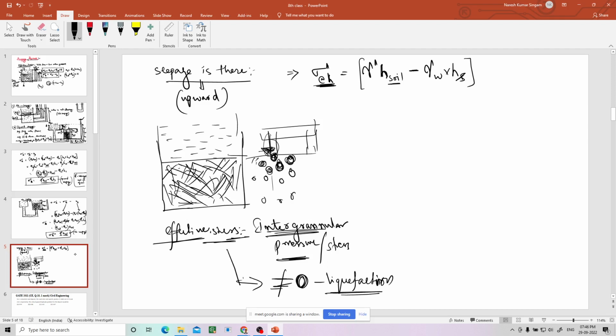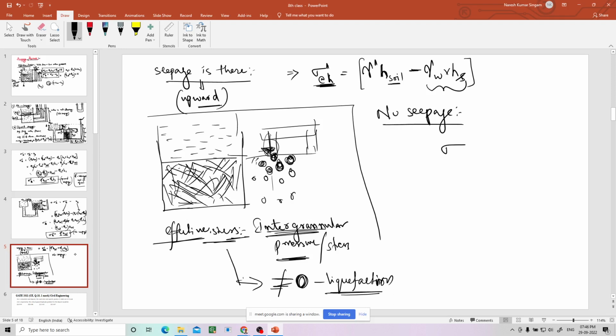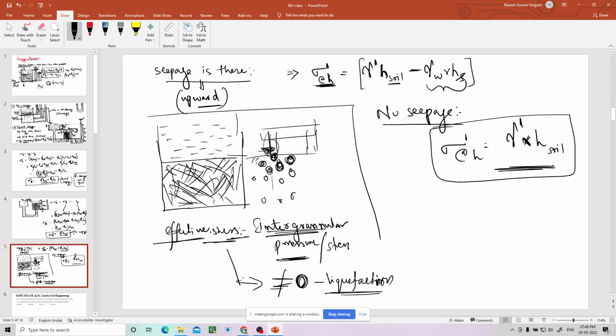So anyway, now when the seepage is there in upward direction, what will happen? Effective stress is reduced by this much amount. When there is no seepage, effective stress is just nothing but submerged weight into height of the soil. If there is seepage, it is reduced by this much amount, seepage head times unit weight of the water. Now we will discuss about the downward seepage.